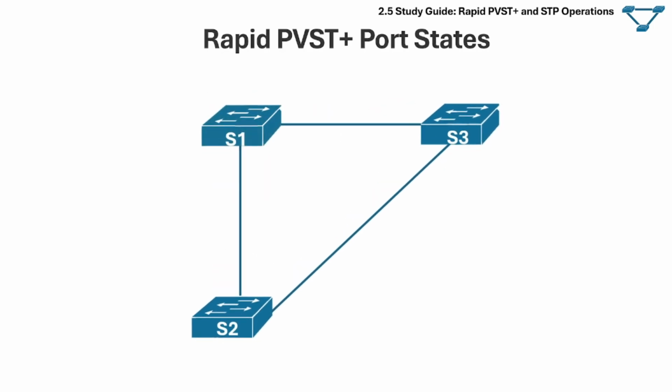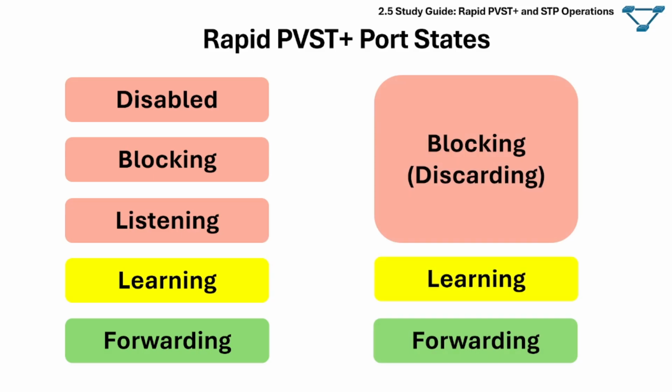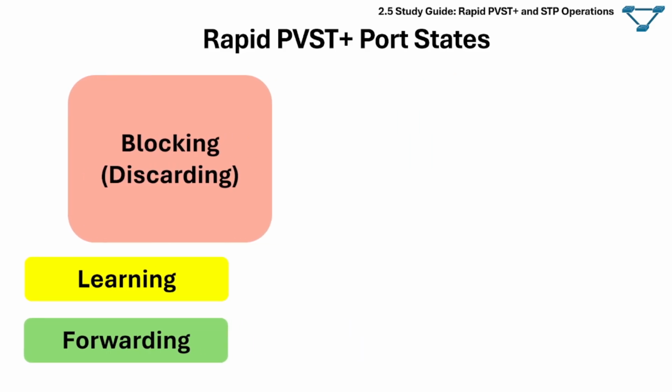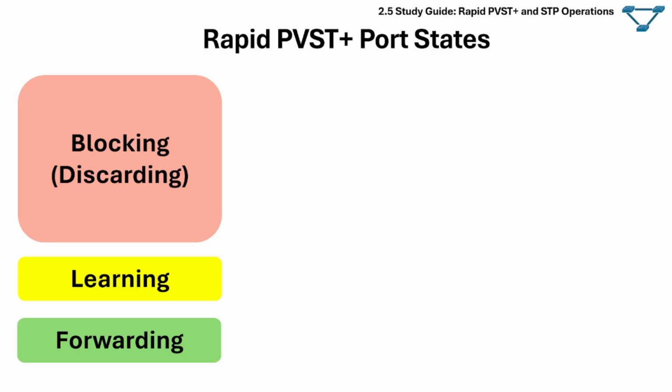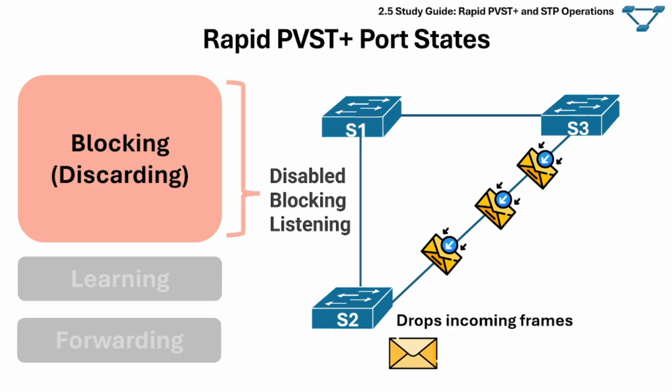Next are the port states. Earlier, we discussed the spanning tree protocol port states: disabled, blocking, listening, learning, and forwarding. The Rapid PVST+ states are slightly different. It defines port states based on how the port handles incoming frames. Each port role can be in one of these three states. First is discarding. The port drops all incoming frames and doesn't learn MAC addresses. This state combines disabled, blocking, and listening states since none of them allowed forwarding.